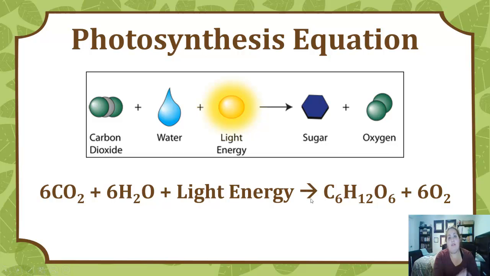The arrow means we're going to take all of this and turn it into something else. So all of these things yield or make sugar and oxygen. You should remember that plants are able to turn CO2 into oxygen, and they do this to create 1 molecule of glucose.